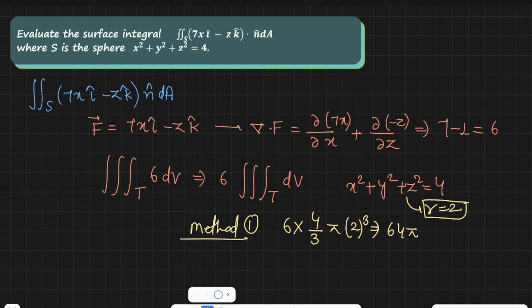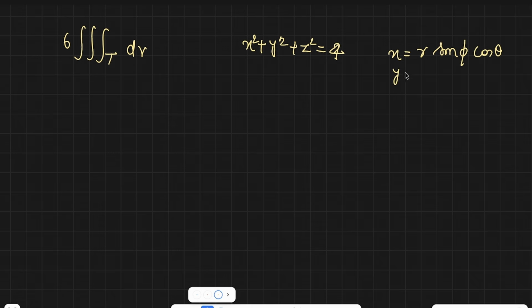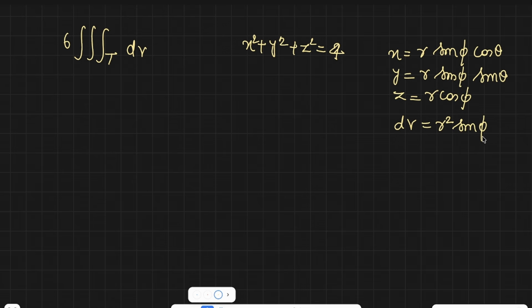What to do? Once you get this triple integral dV, where x square plus y square plus z square is equal to 4, convert into the spherical coordinate system. I think previously we have used that in the previous question. x is equal to r sine phi cos theta, y is equal to r sine phi sine theta, and z is equal to r cos phi. What is your dV? dV will be r square sine phi dr d phi d theta.